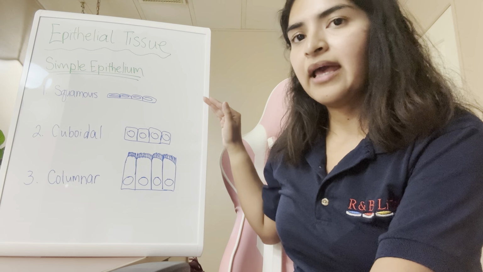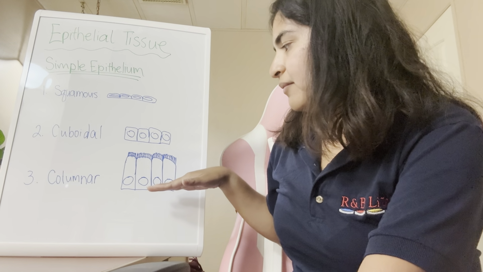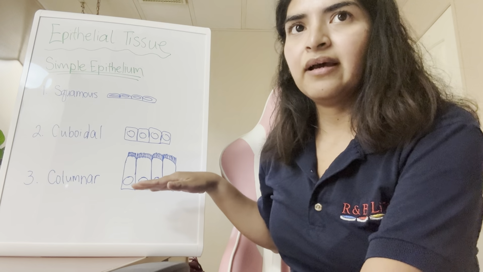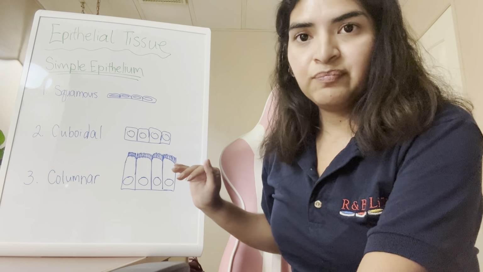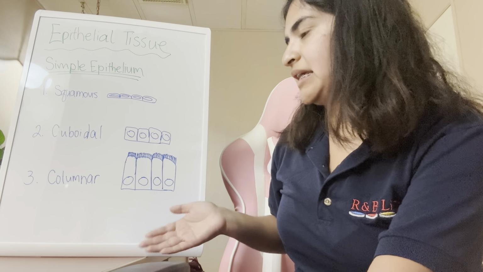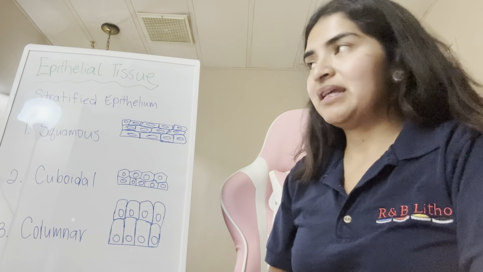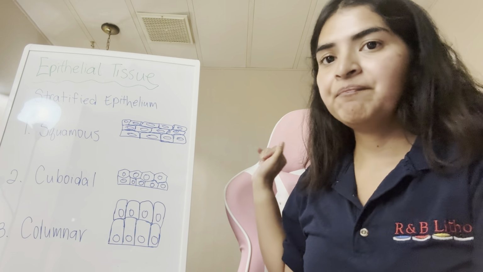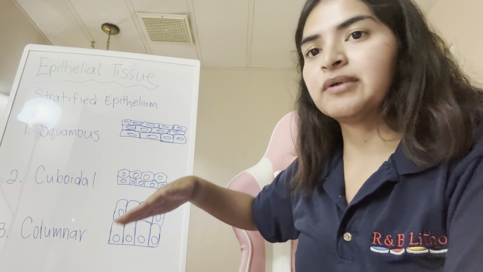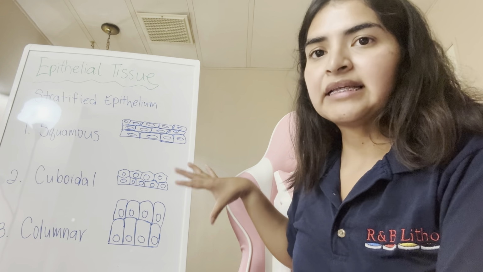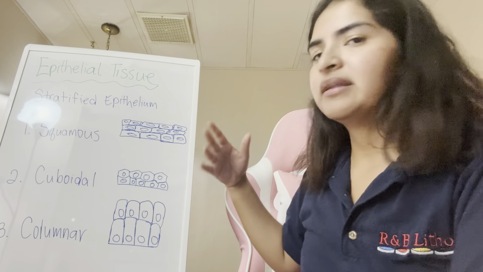Those are taller, and their nuclei sit more at the bottom of the cell, and those are located at the digestive tract and uterine tubes, and their main function is secretion and absorption as well. And then the next subtype is the stratified epithelium, and we do have squamous, cuboidal, and columnar once more. And what these are is it has more than one cell layer, so it's just more layers on there. But the characteristics are the same.